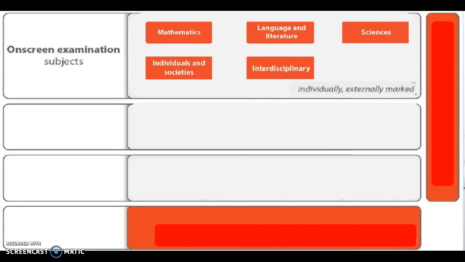The next part, and these are individually and externally marked. So you do them by yourself, individually, obviously, and then they're marked externally. So we just literally will close the computers, and then the information is uploaded to IB. Then they mark and the results are returned. Then we have the e-portfolio.